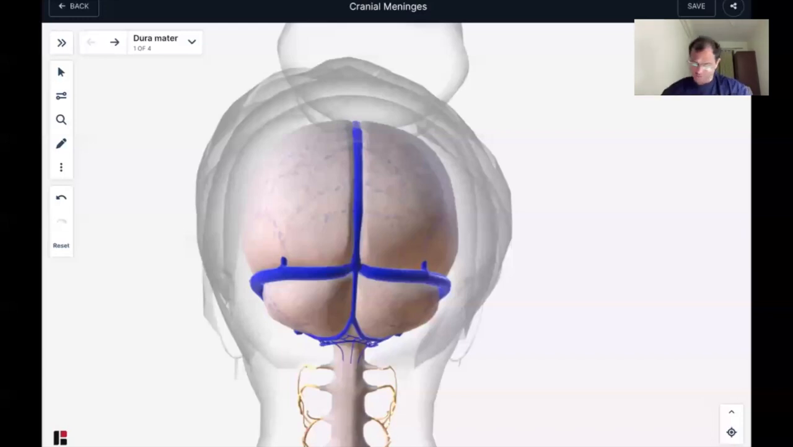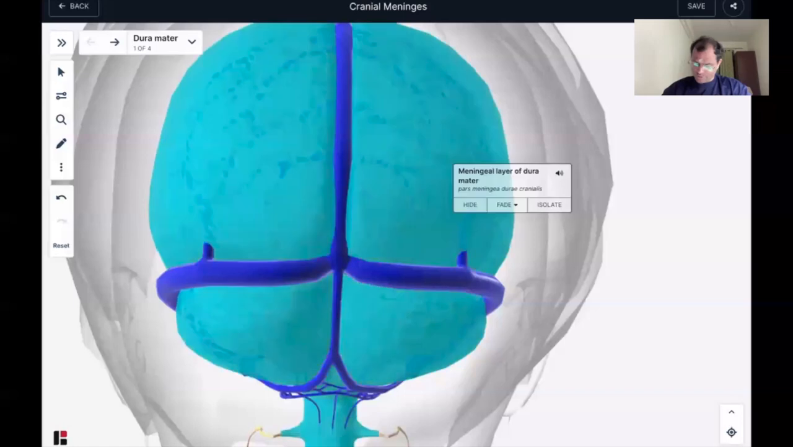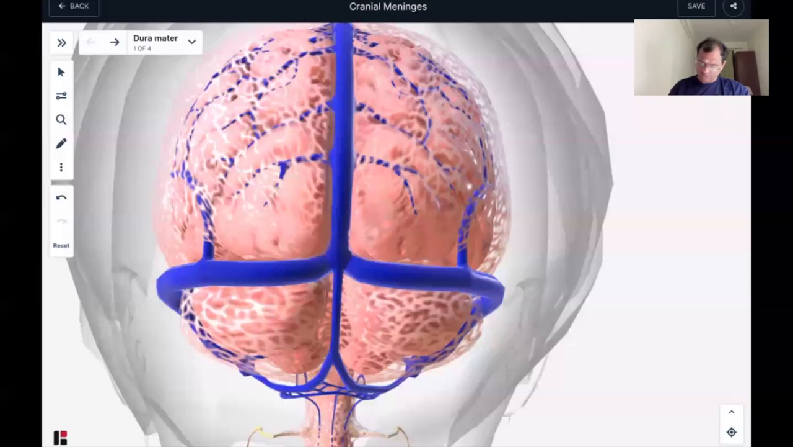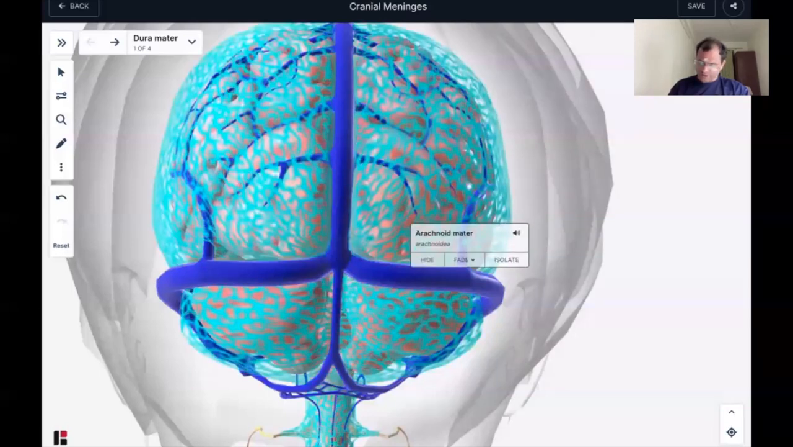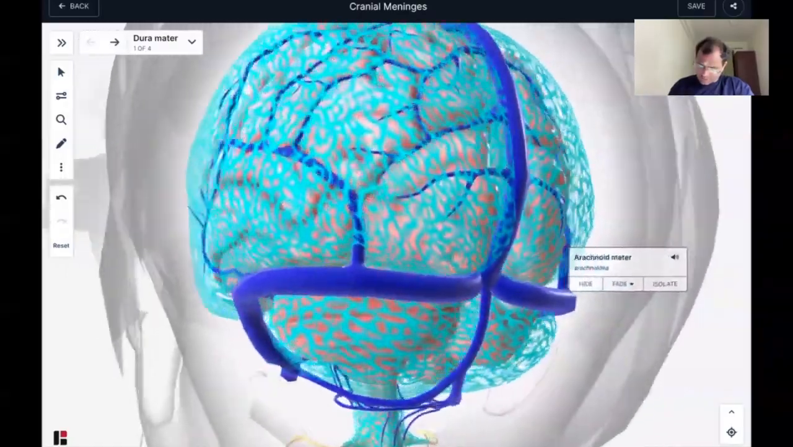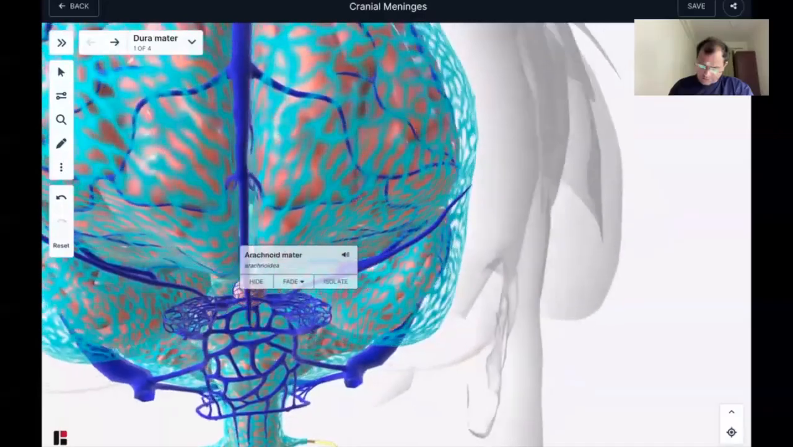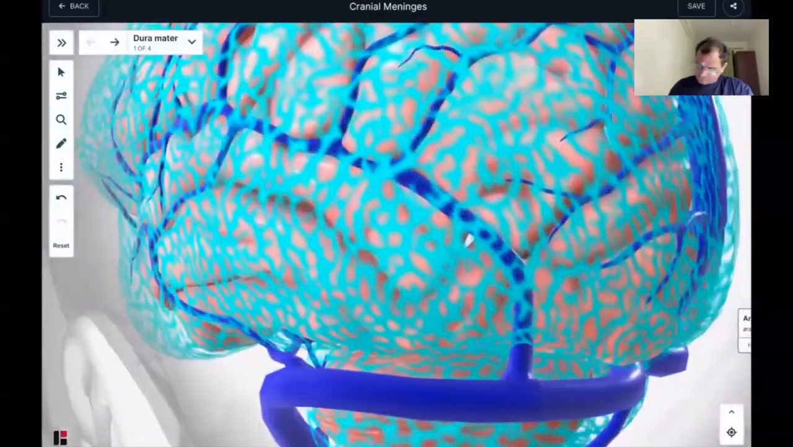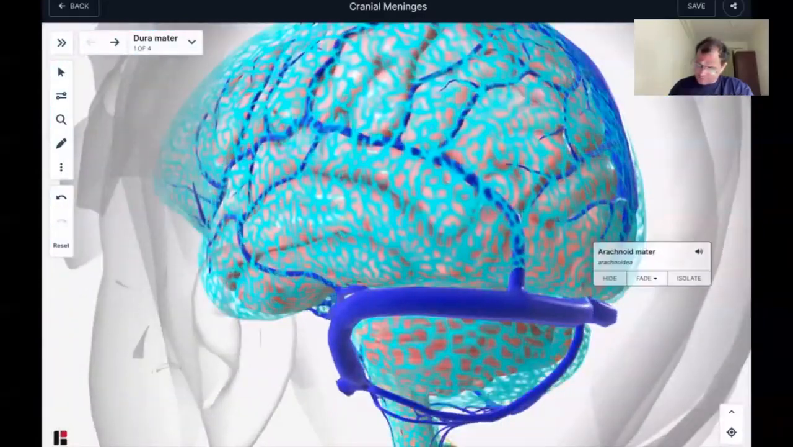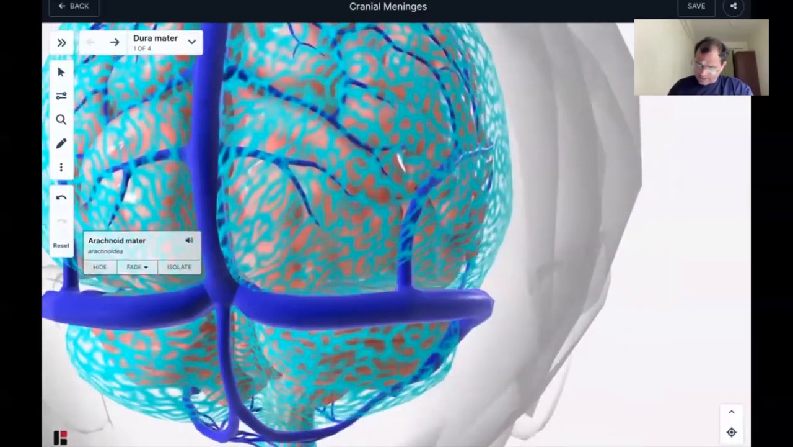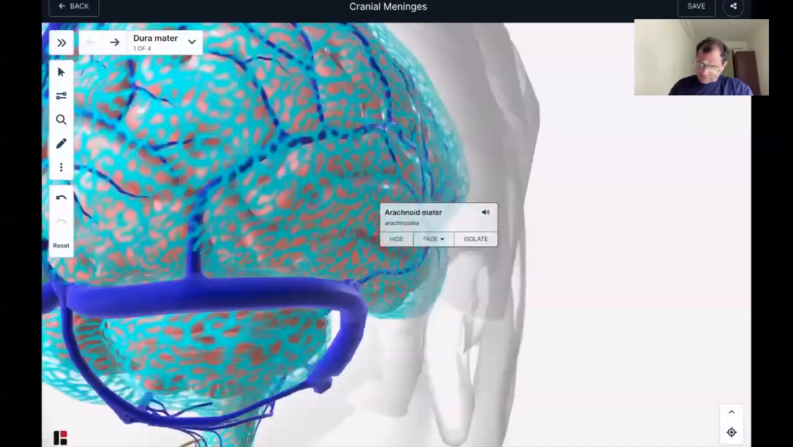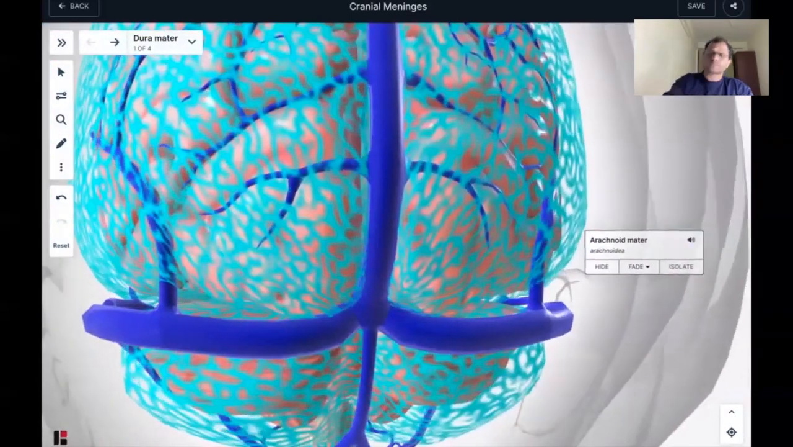Now let's remove this also. I am going to remove this meningeal layer of the dura mater. 1, 2, 3, removed. Wow. Now the D is over. Now A, arachnoid mater. We can see how it makes a beautiful network all around the brain. This is the arachnoid mater.